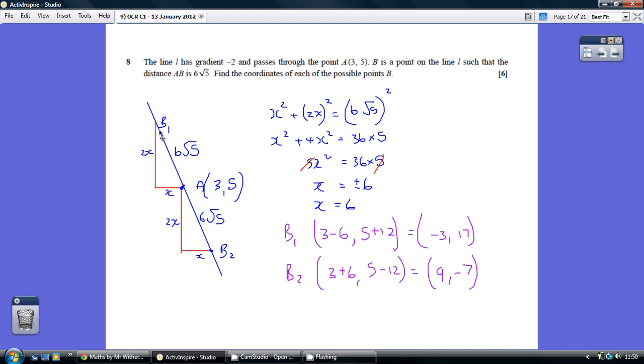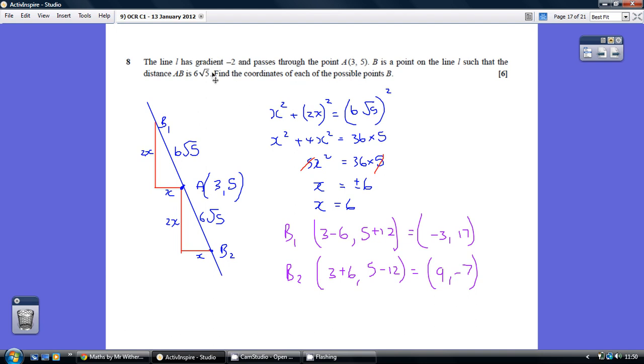So to find B1 as I've called it, going back from A, we've got to take away 6 from the x coordinate. 3 take away 6 is -3, but we've got to add 12 to the y coordinate. 5 add 12 is 17. Similarly down here for B2, from A, we've got to add 6 to the x coordinate and take away 12 from the y coordinate, giving us (9, -7).